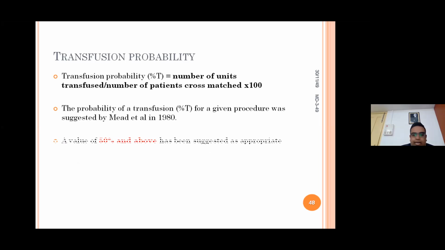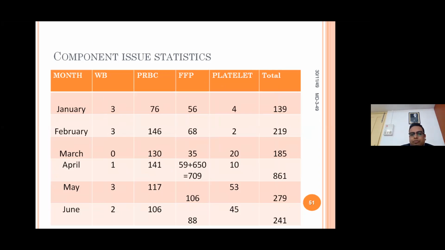So 1.38, if we have got the CT ratio, that means the blood usage was more or less efficient. Similarly, if you calculate the others too, you will see that almost the CT ratio is moderate, less than 2.5. Thanks to our clinician friends here who are not over ordering the blood or components, we are able to maintain the CT ratio.